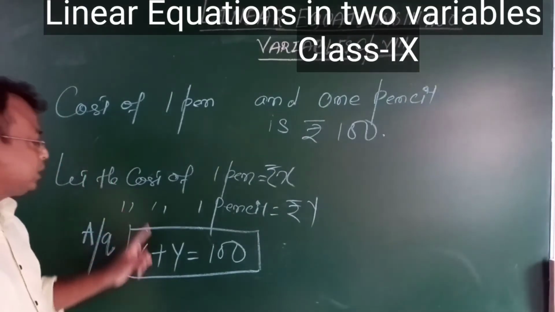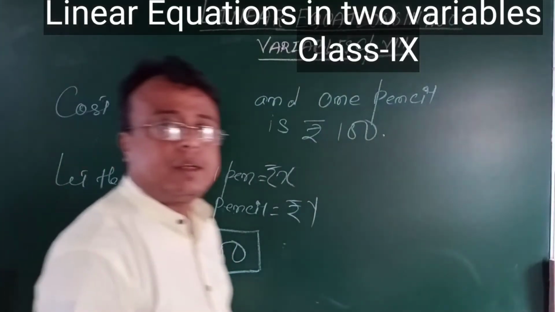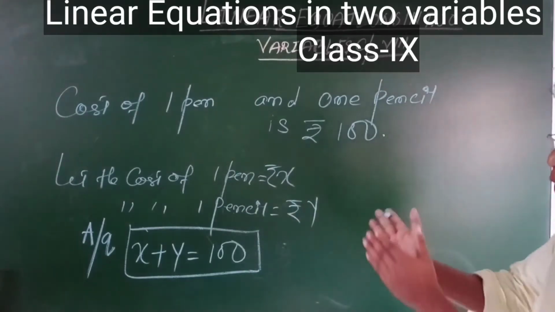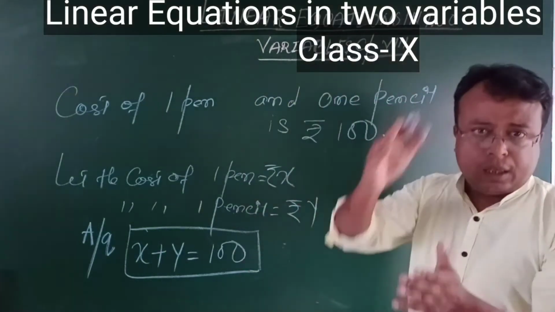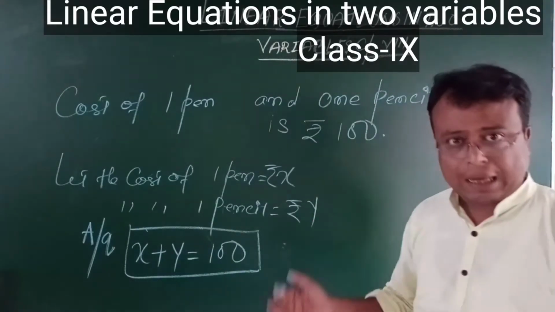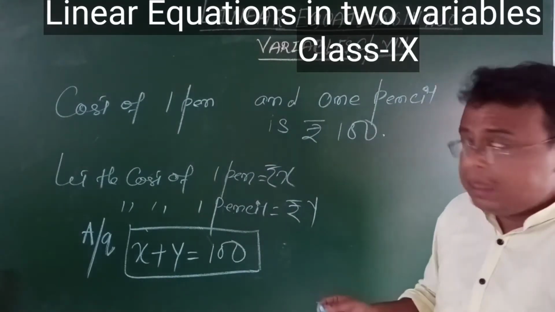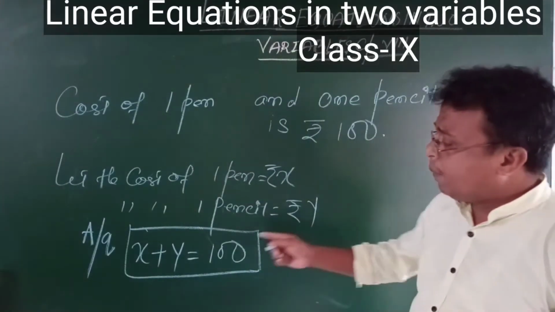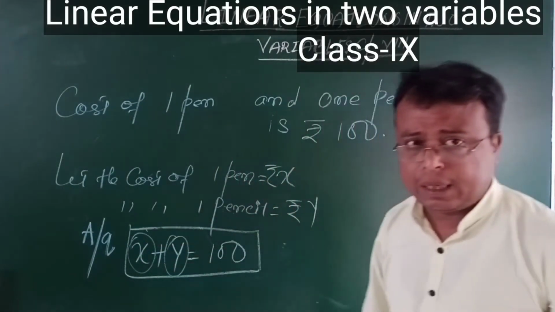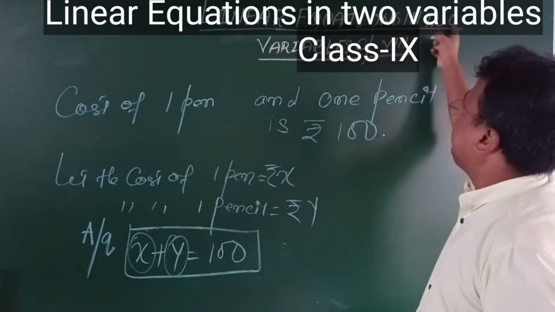The cost of one pen and the cost of one pencil together is rupees 100. Now you see, this equation is a little different from the previous equations that you have learned up to class 8. What is the difference from a linear equation in one variable? Here two unknown variables are there. That's why this type of equation is called a linear equation in two variables.